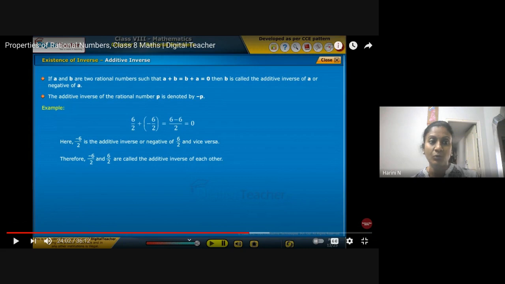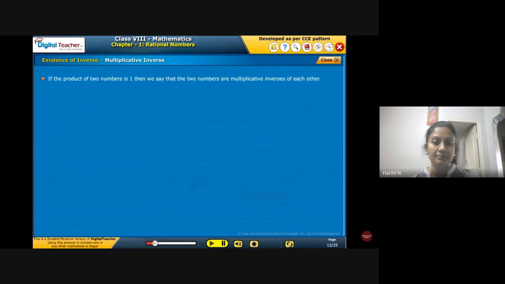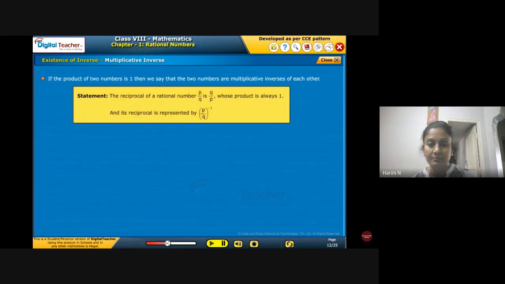Now moving on, we'll go and see what is the other kind of inverse that we must know. Multiplicative inverse. If the product of two numbers is 1, then we say that the two numbers are multiplicative inverses of each other. Statement: the reciprocal of a rational number p by q is q by p, whose product is always 1, and its reciprocal is represented by p by q inverse. Example, the reciprocal of 3 by 5 is 5 by 3, since 3 by 5 into 5 by 3 is equal to 1.